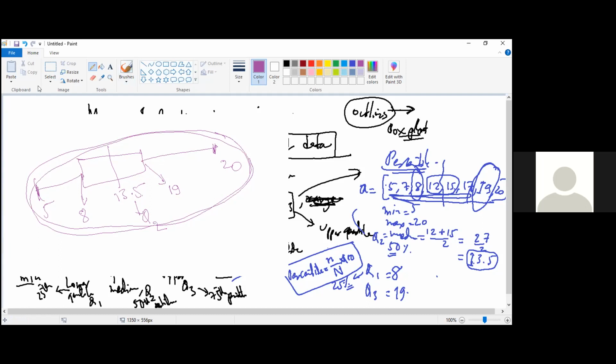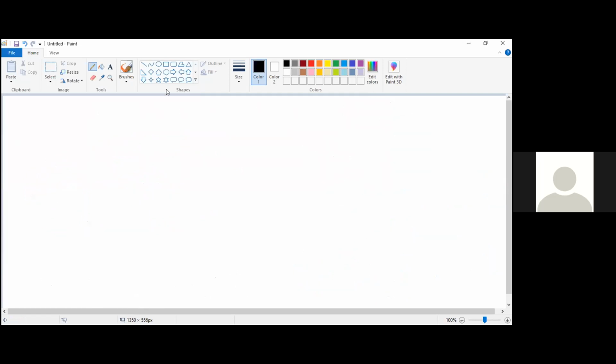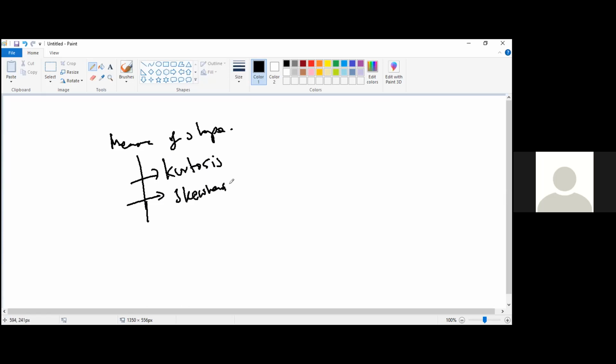I will just quickly take you through one more measure, which is measure of shape. Some of you might have heard. You have two measures of shape: one is kurtosis and the other is skewness. You can keep in mind these two terms, skewness and kurtosis.